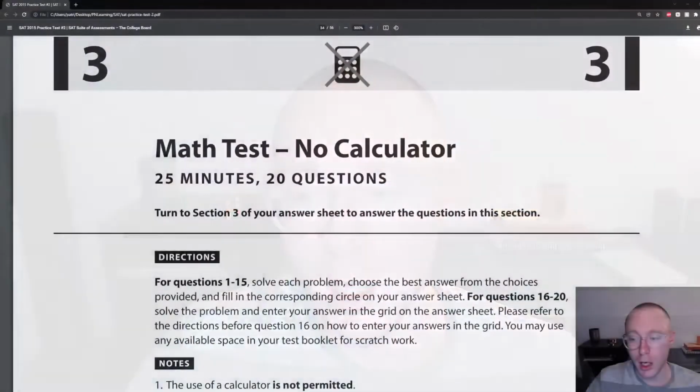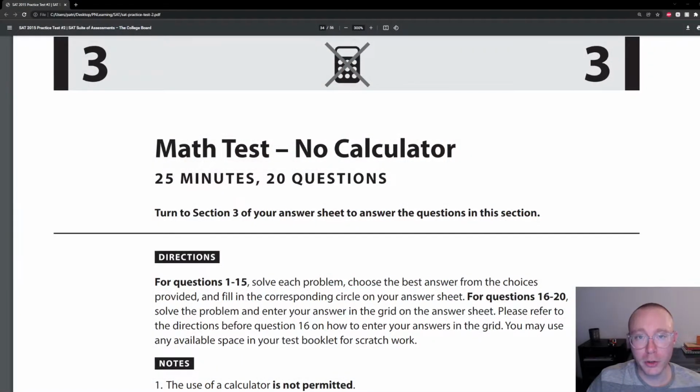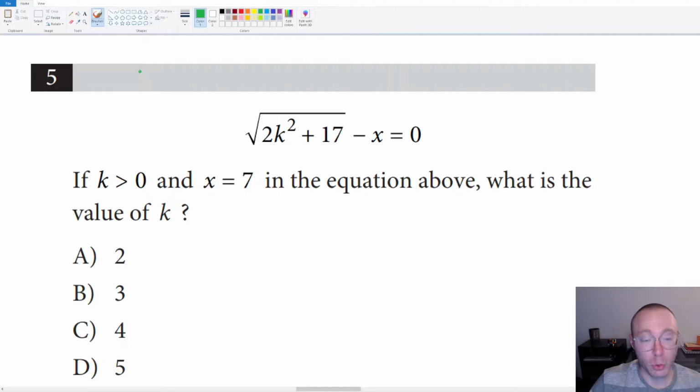This question today is going to be a part 3 question, which means you get no calculator, and let's take a look at it. So we've got a square root equation, and it says if k is greater than 0 and x equals 7 in the equation above, what is the value of k?